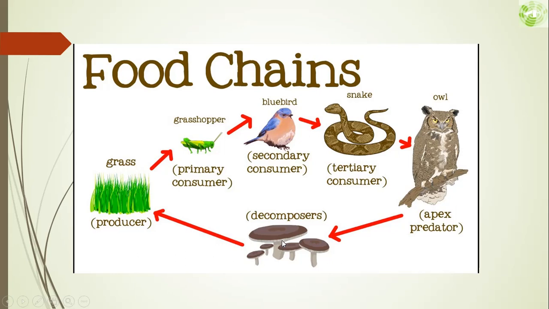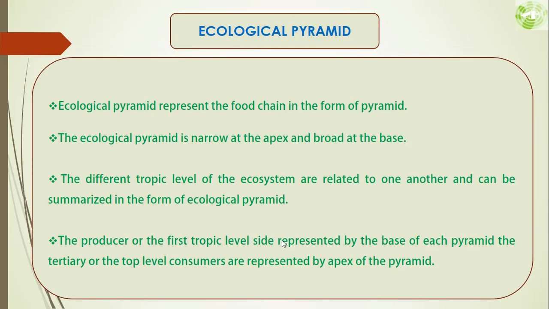So today I'm going to discuss the topic ecological pyramid. The ecological pyramid represents a food chain in the form of a pyramid. The ecological pyramid is narrow at the apex and broad at the base. Sometimes it is narrow at the base and broad at the apex.